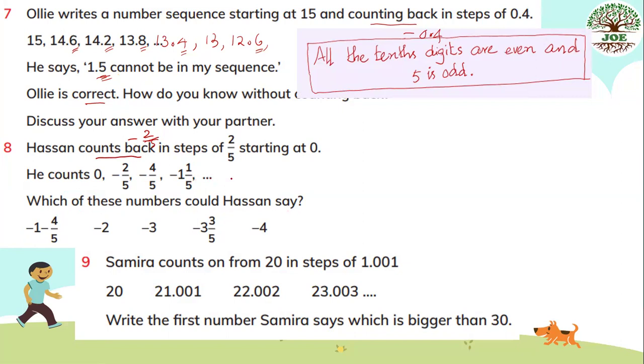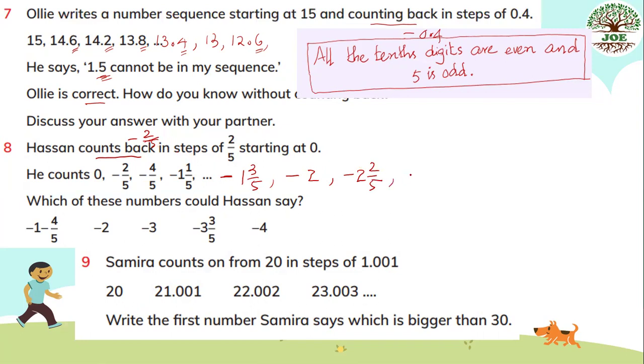So we continue our sequence and check from these numbers which ones are included in this sequence. So -1 1/5, subtract 2/5, it becomes negative. Counting back means we have to add a negative number each time. We add 2/5 each time. So -1 3/5. Next one, -2, and -2 2/5.